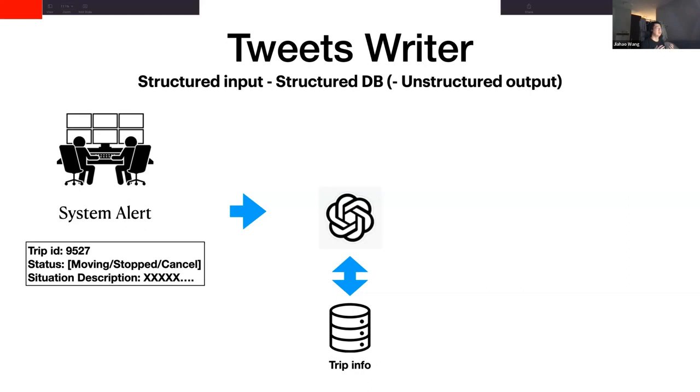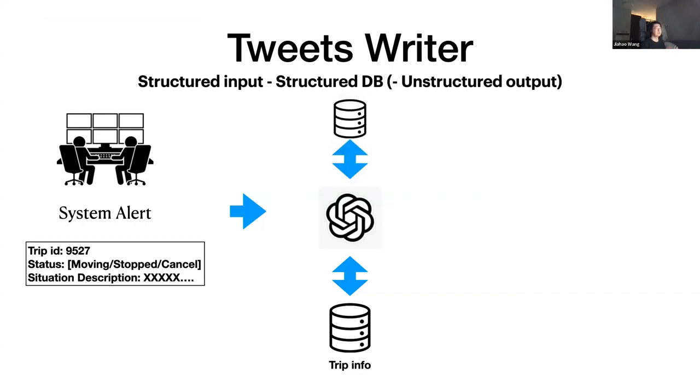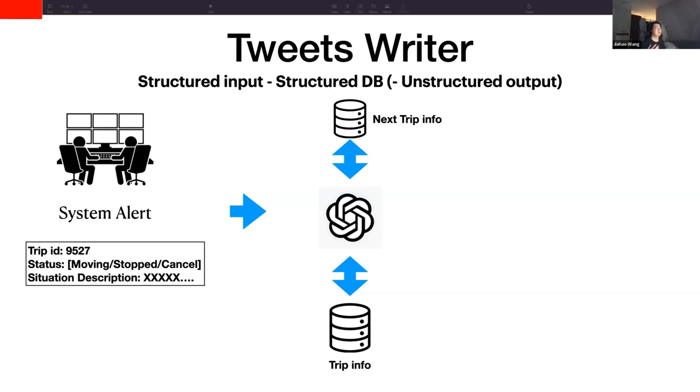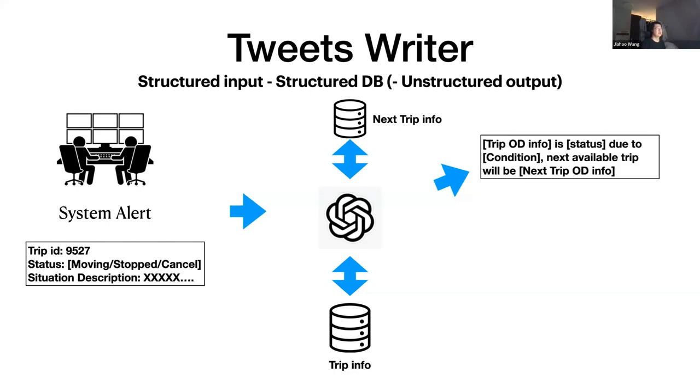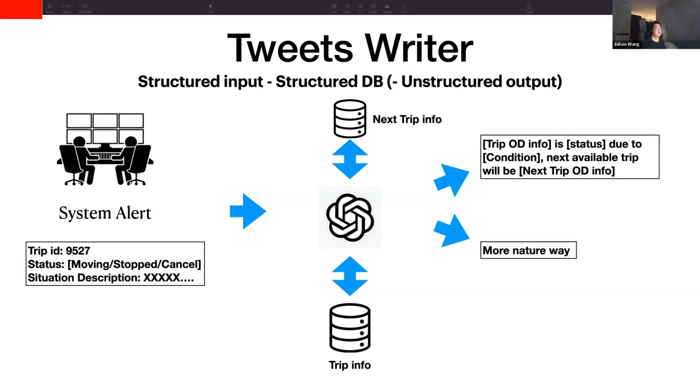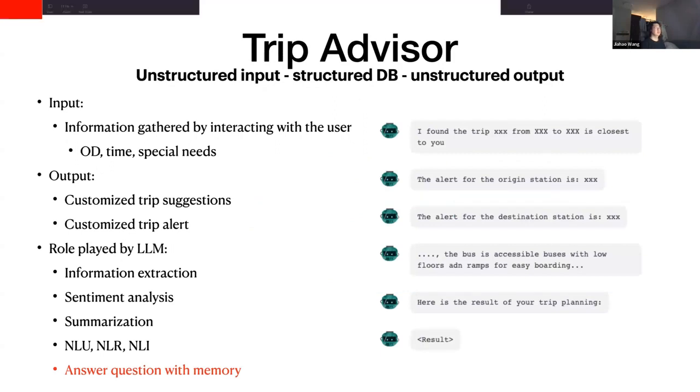And if the Twist Writer thinks the trip has been delayed for a really long time or stopped, it can search the next-trip information dataset to see whether there are available alternative trips. After gathering all this information, the Twist Writer can write something in a specific format, or you can ask it to give you more natural tweets. The next application is the Trip Advisor.